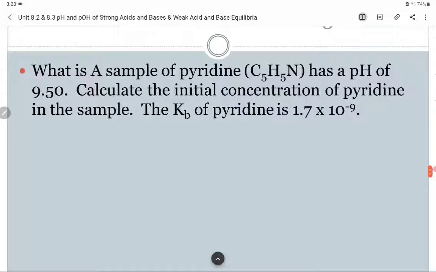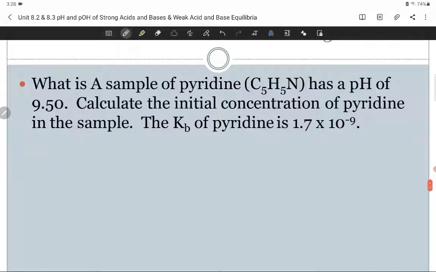Okay, what do we got here? We have a Kb this time, and we have a base. So if we have a pH, we could turn that into hydronium, or we could turn that into pOH. So 14 minus 9.5 would give you 4.5 for the pOH. And then take the negative antilog to get to the hydroxide concentration.